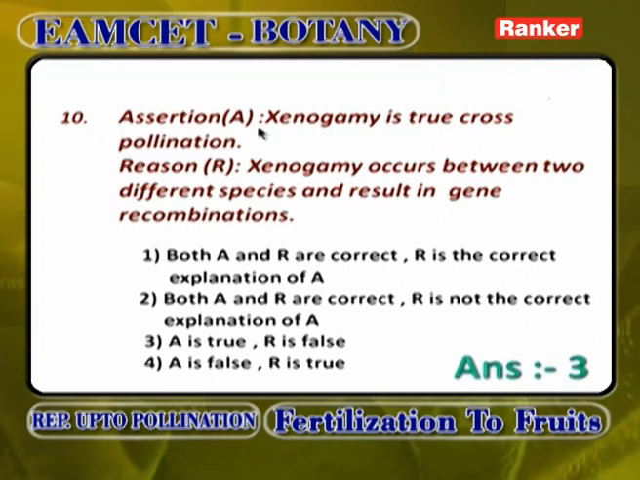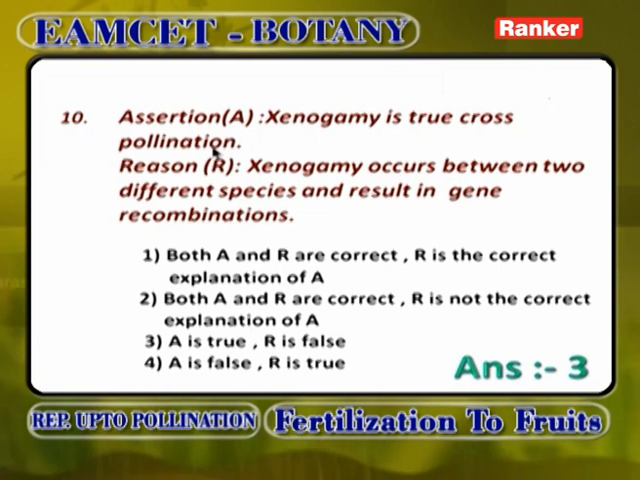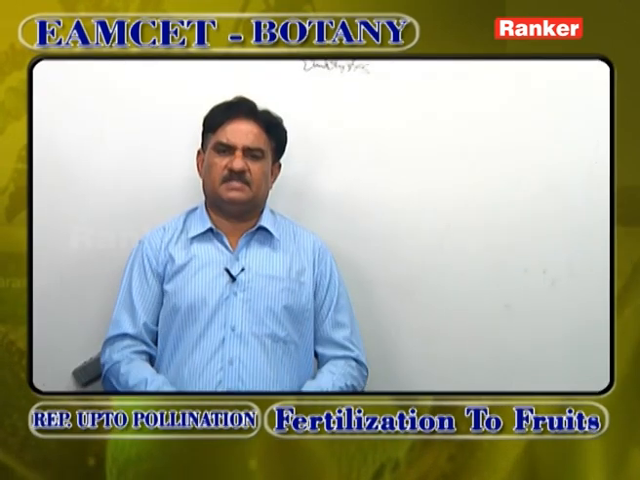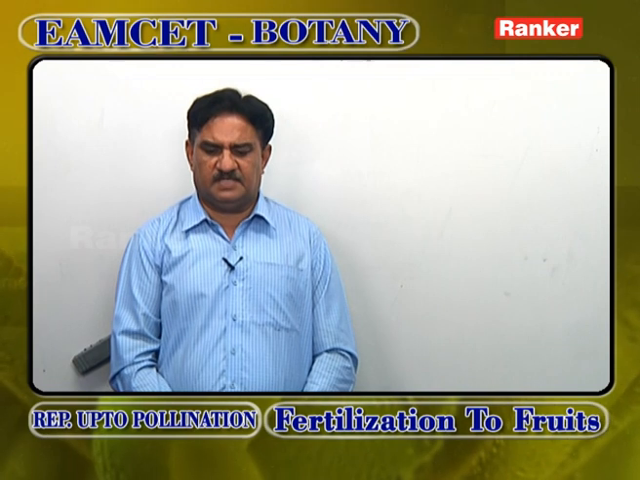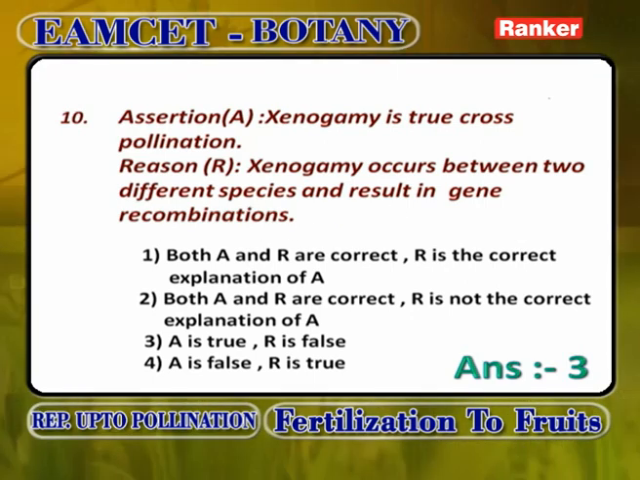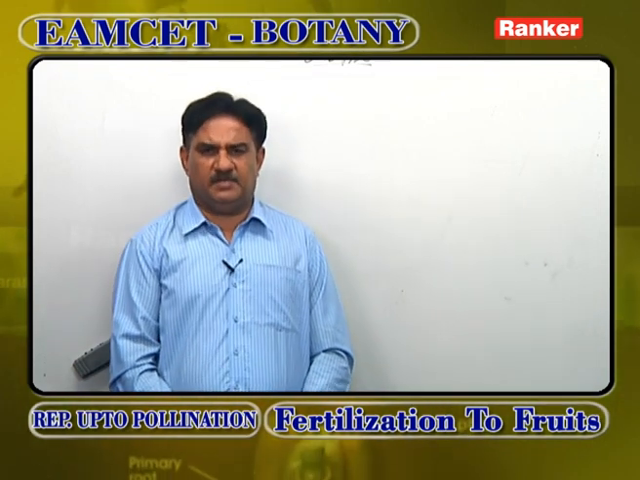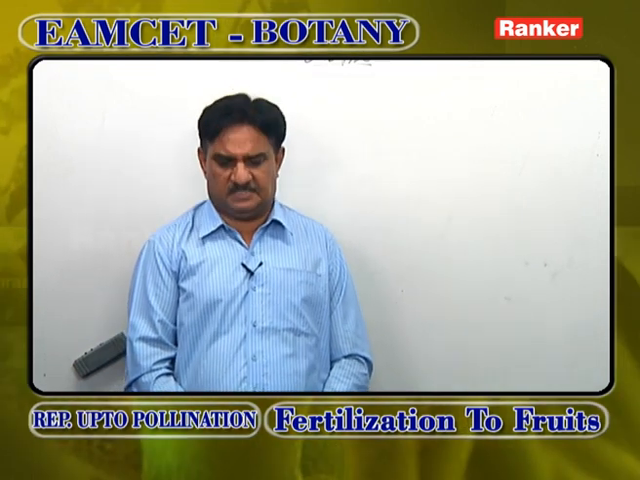Now, xenogamy is a true cross-pollination. Really, xenogamy is a true cross-pollination because here pollen grains transfer from the anther of one flower to the stigma of another flower present on a different plant but belonging to the same species. Reason: xenogamy occurs between two different species and results in gene combinations. Xenogamy absolutely does not occur between two different species. It occurs only between two plants of the same species.